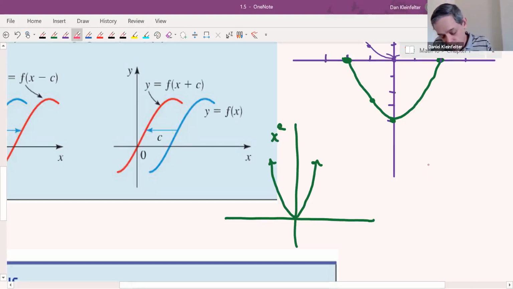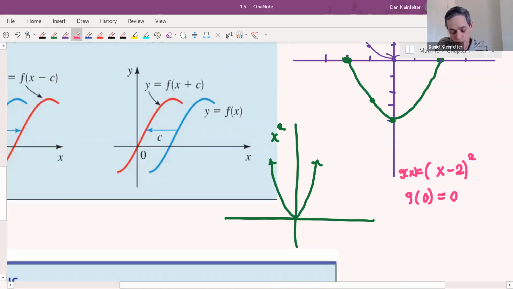So let's think about what the graph of x minus 2 squared would be. Let me call that g of x. If you have x minus 2 squared, what would g of 0 be? g of 0 would be 4, right? Not 0. So g of 1 will be 1 minus 2, which is negative 1, squared is 1.